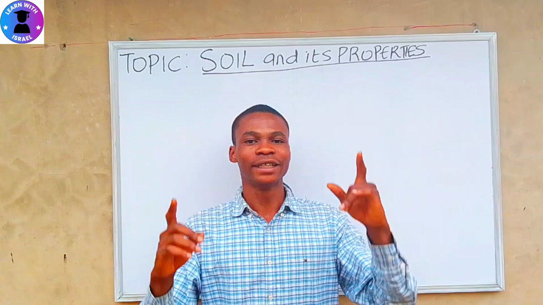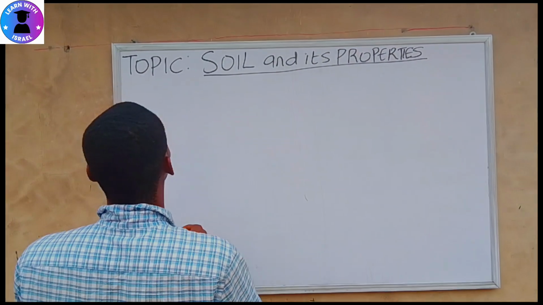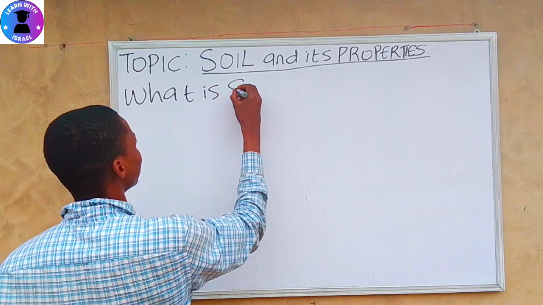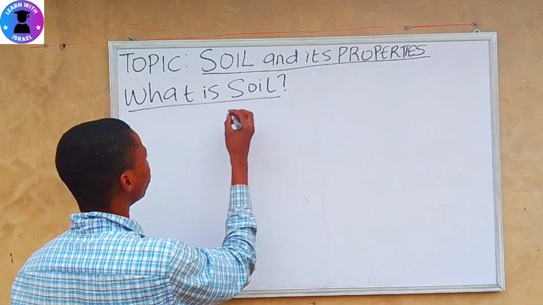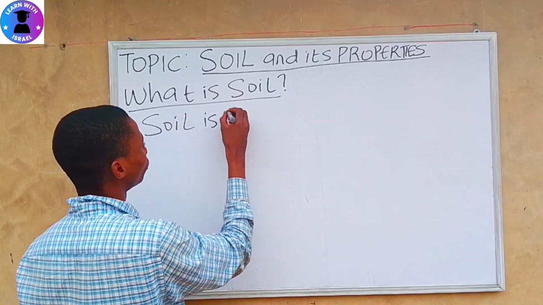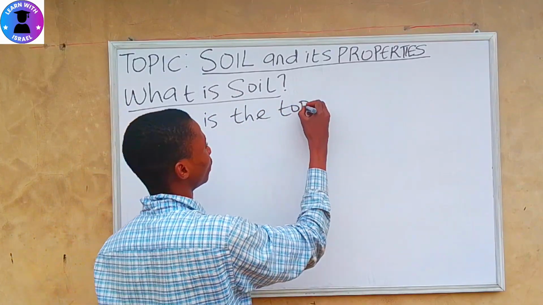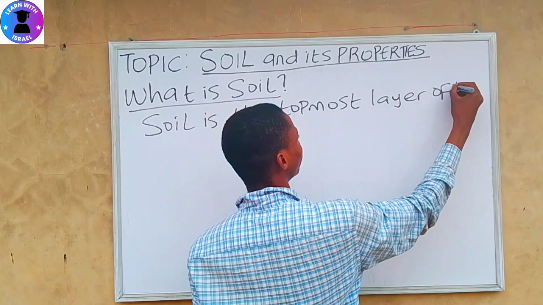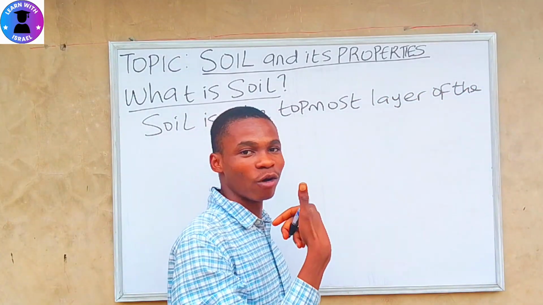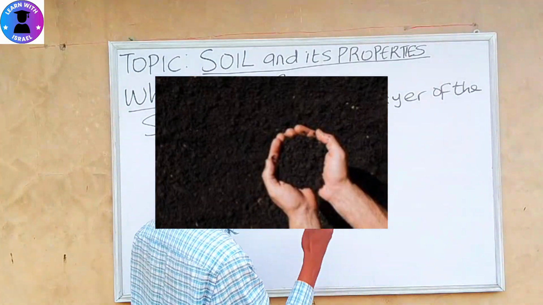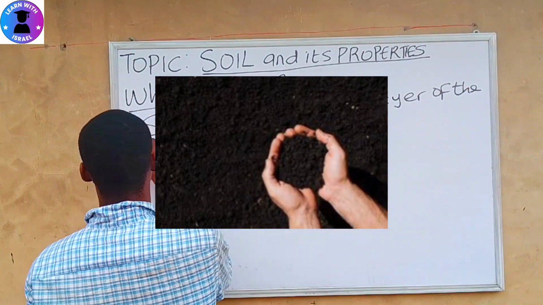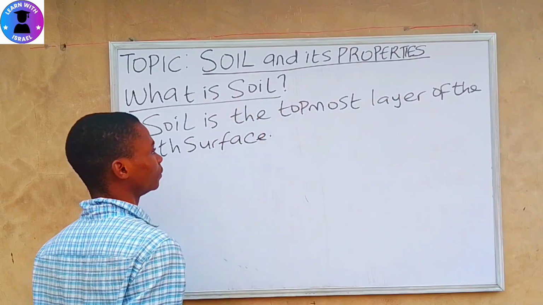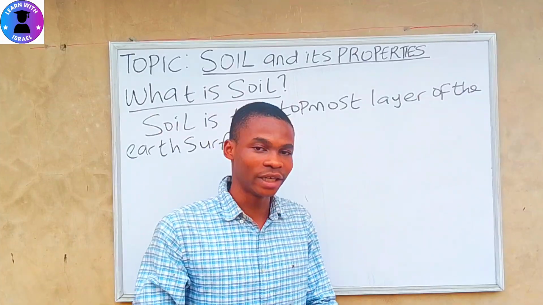So we are starting with what is soil. We are starting with the definition of soil. What is soil? Soil is the topmost layer of the earth's surface. As you can see the diagram of the soil on your screen right now, soil is the topmost layer of the earth's surface.